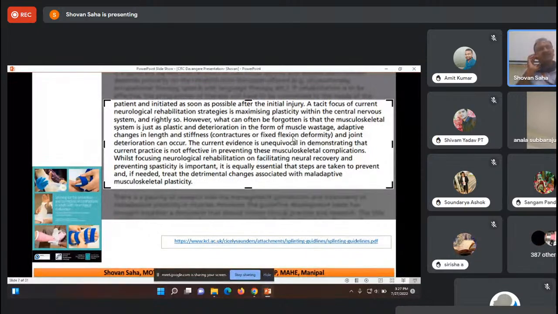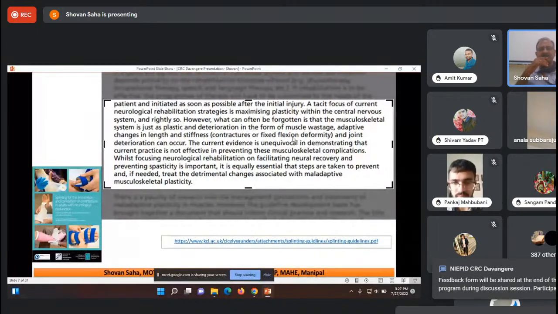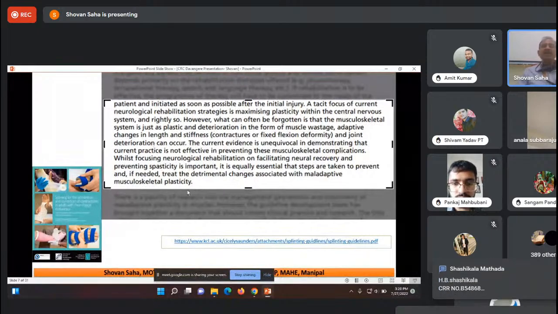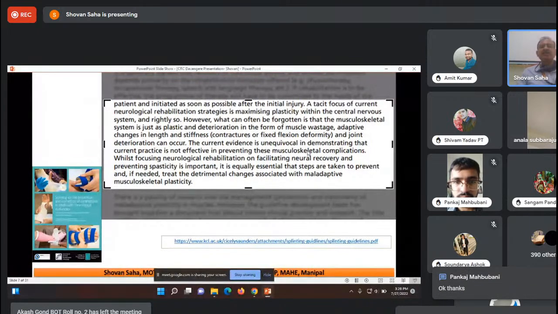So what they're saying is that although we understand neuronal plasticity well, they are emphasizing that there are musculoskeletal changes happening. And so we should be mindful of that. So we need to come up with strategies where we are targeting that part as well. So the current evidence is unequivocal in demonstrating that the current practice is not effective in preventing these musculoskeletal complications. They are very candid in mentioning that we are only targeting the neuronal plasticity.